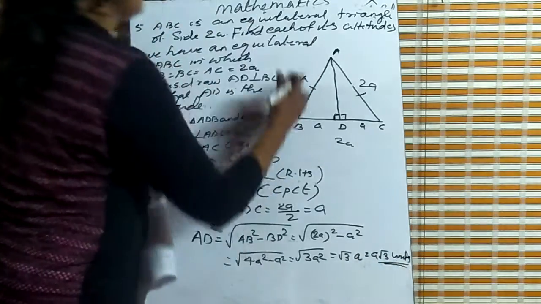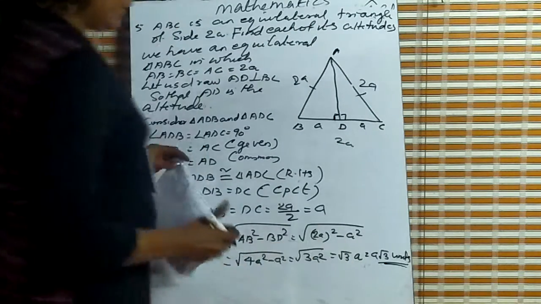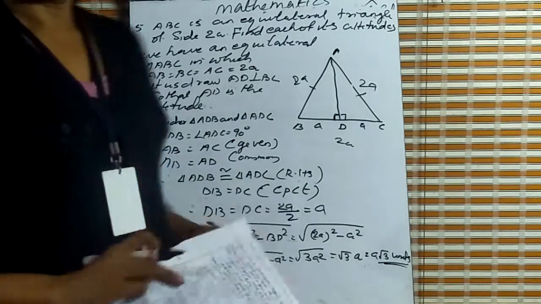Therefore, our question is find its altitude. Altitude is equal to A root 3 units. Thank you.